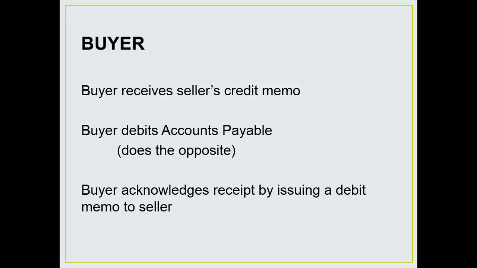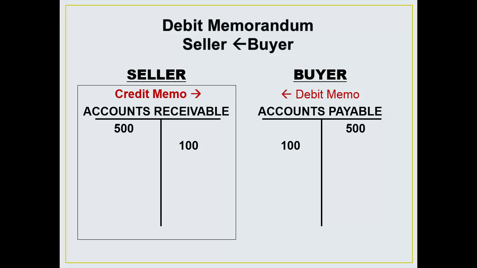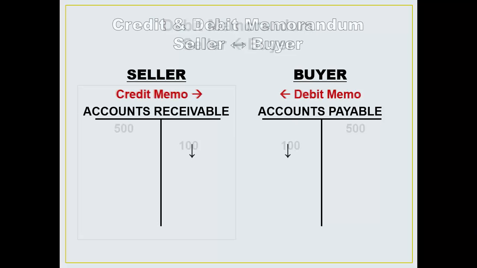The buyer then acknowledges receipt by issuing a debit memo. So whatever you are doing, that is what you're calling the memo, whether it's a credit memo or a debit memo. With the credit memo, the seller decreased the accounts receivable by crediting it, so they simply communicated to the buyer with a credit memo that they credited their account. If the buyer wants to communicate with the seller that they are decreasing the accounts payable, they then send a debit memo.